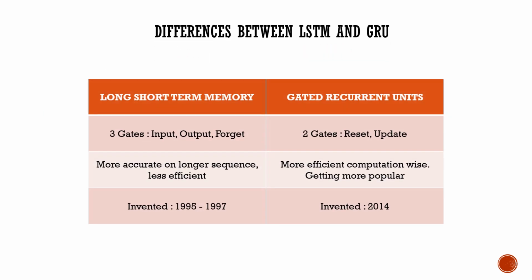Further, these are the major differences which can be identified between the LSTM and the GRU: the LSTM consists of three gates whereas the GRU consists of two gates. LSTM is more accurate in longer sequences but is less efficient, whereas GRU is computationally efficient, and it's getting more popular nowadays. The LSTM was invented in 1995 to 1997, whereas GRU was invented in 2014.